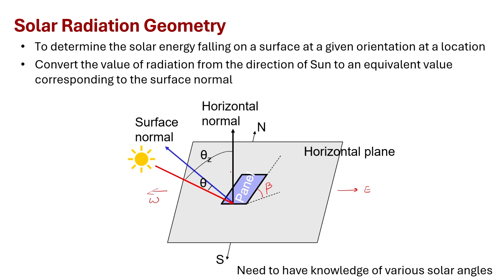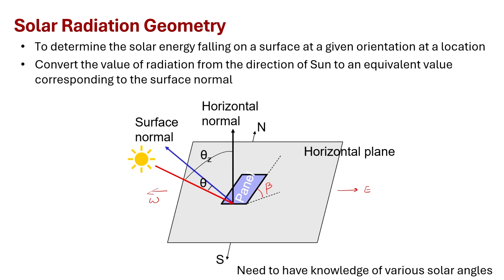So, this is the normal direction to the horizontal, and the blue arrow points out the normal to the surface, and then the sun beam comes at a certain angle to this surface normal, at an angle theta. The angle between the sun ray and the horizontal normal, as we know, is the zenith angle. So, we can say this is theta z.